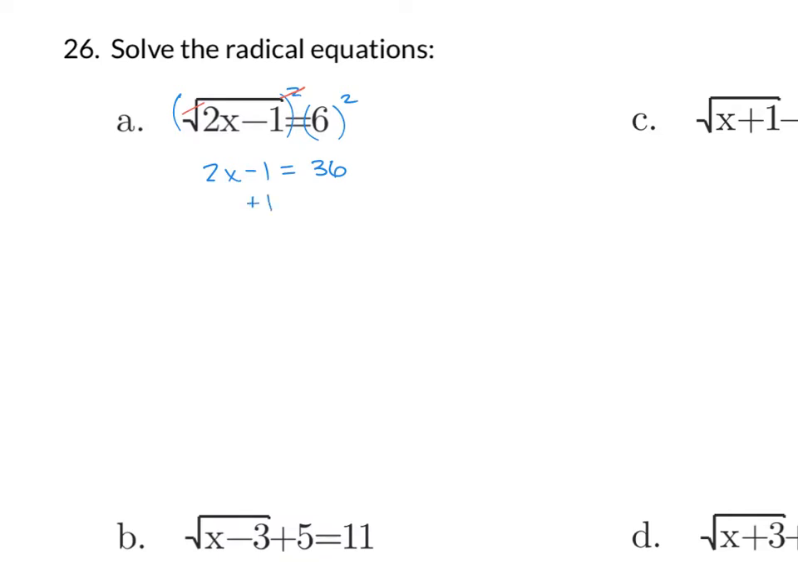Okay, we can add 1 to both sides. We're going to finish solving. We get 2x equals 37. And then we can divide by 2. So we get x equals 37 over 2. All right, next one.